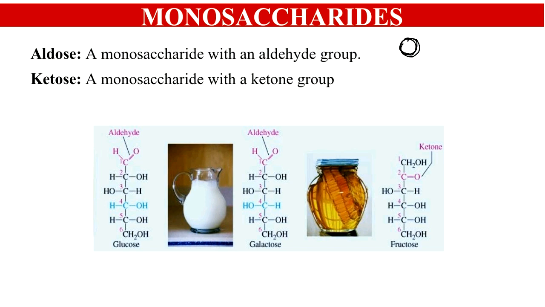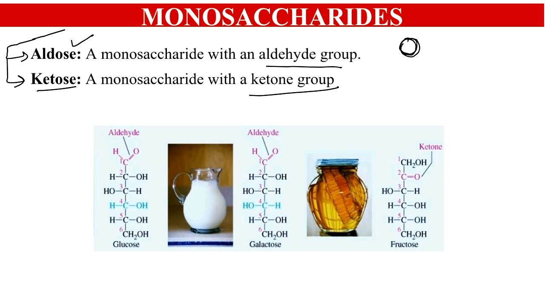Now, these monosaccharides have been classified further into two categories. The first category is aldose, as the name suggests. Aldose is basically a monosaccharide that consists of an aldehyde group in the structure. On the other hand, the other class of monosaccharide, ketose, as the name suggests, is a monosaccharide that will contain a ketone group in its structure.